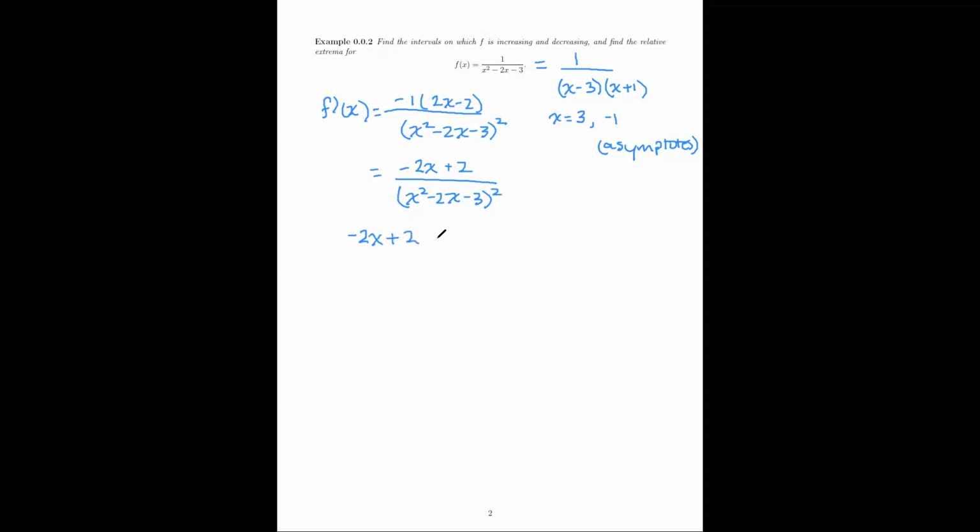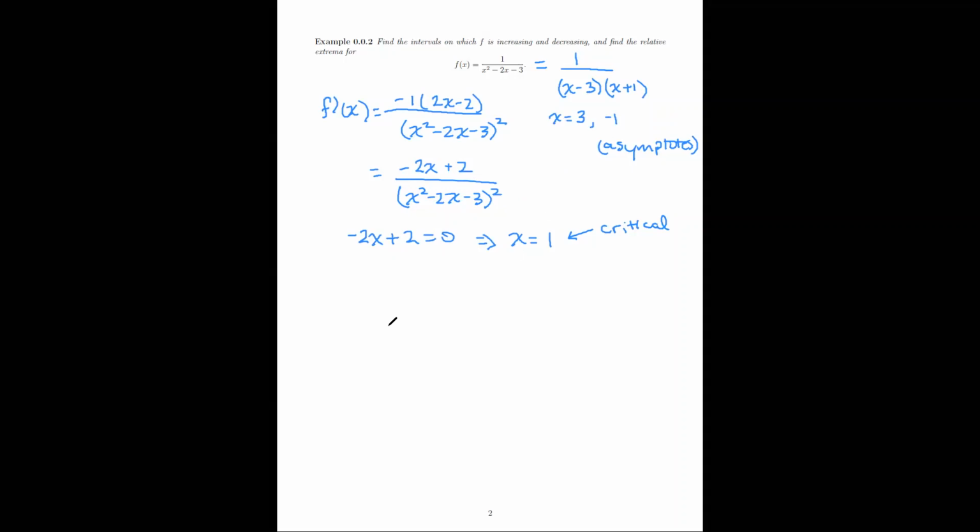So if we set minus 2x plus 2 equals 0, we'll solve for x, and that gives us x equals 1. So this is our only actual critical point. Again, even though we have places where the derivative is undefined, those aren't critical points because they're not even in the domain. That's where our asymptotes are.